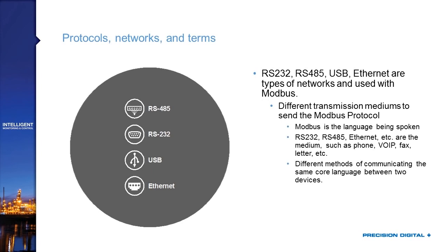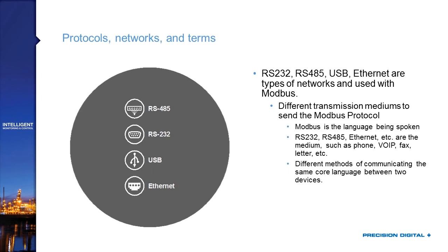And so there's a lot of different ways that physically you can wire up devices to be able to talk Modbus to one another. The most common ones you're going to see in the process industry are RS-232, RS-485, USB, and Ethernet.